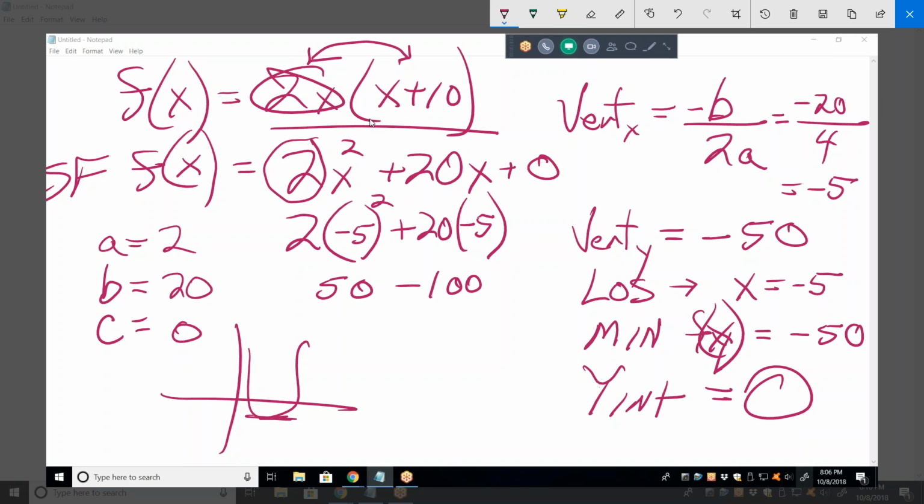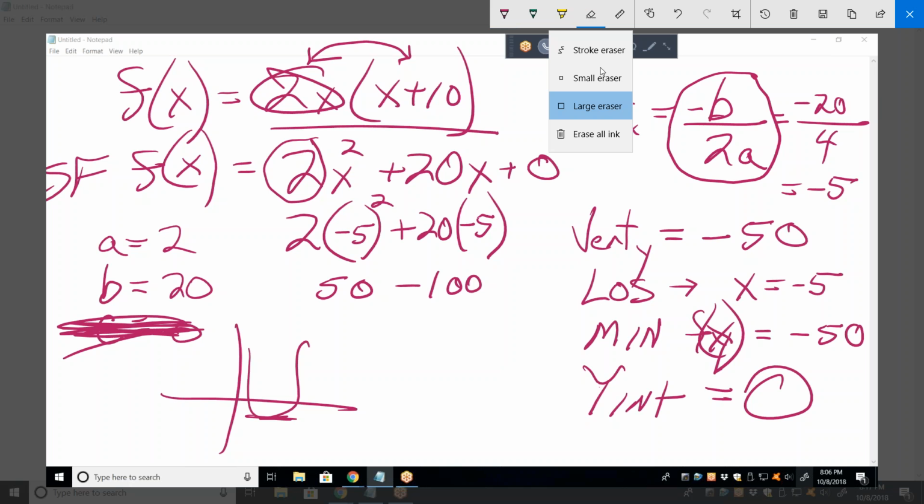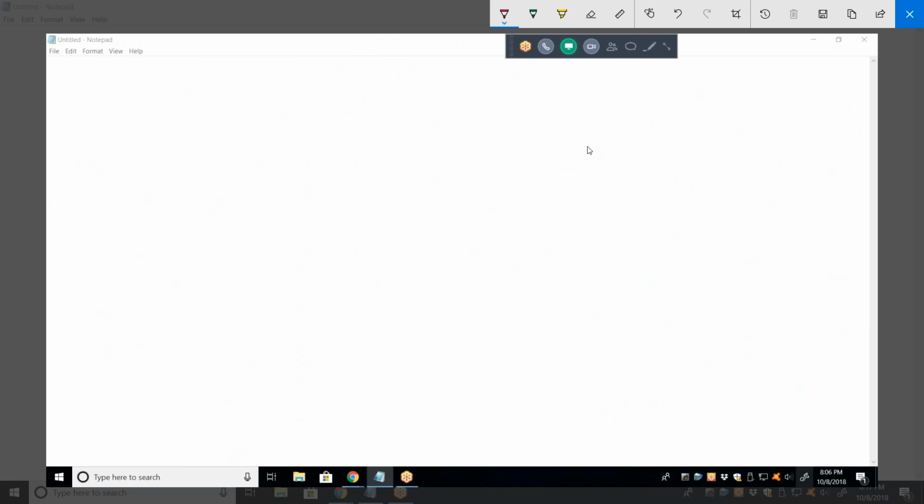Now, notice I never really needed to know that. In other words, my vertex doesn't have C in it, just B and A. So I didn't need to know that C was 0 for any step along the way here. Not at one point did I need to know C was 0. But I asked it because I wanted to make sure you did know that. There may be situations where you do have to know that C is 0. All right, what else we got?